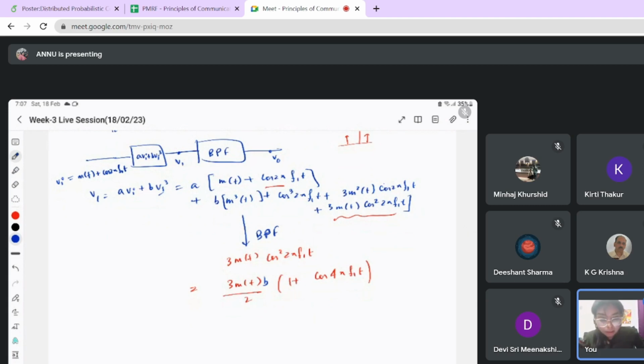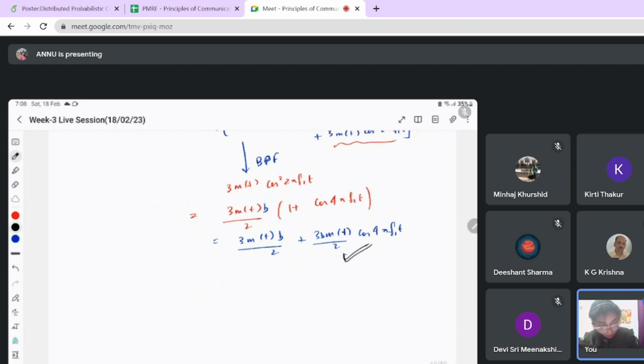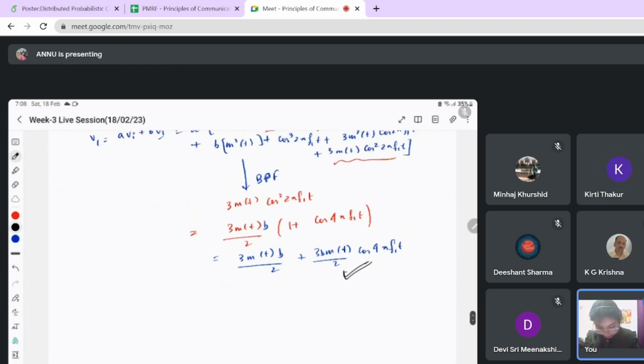So, Kirti, which term will be passed? These two terms, ma'am, are cos 4 pi fct. Yes, cos 4 pi fct, very good. So, this term will be passed. If you are able to solve this type of question, then definitely your 4 marks are not gone anywhere in the GATE exam for the communication system. So here only this term will pass, so you have to just check with it.